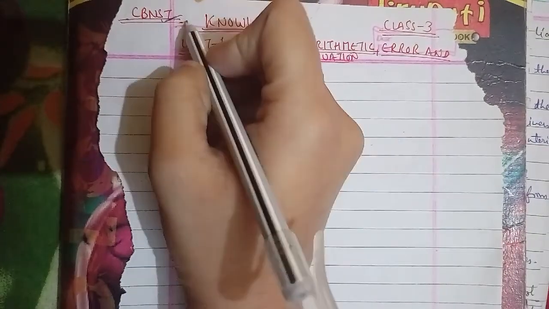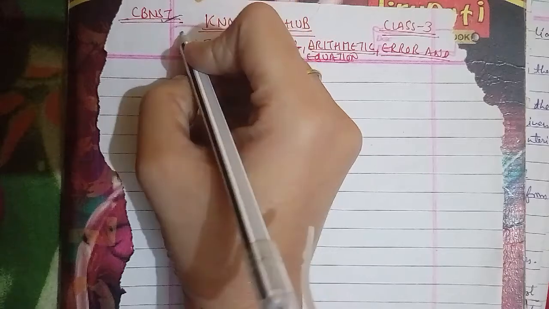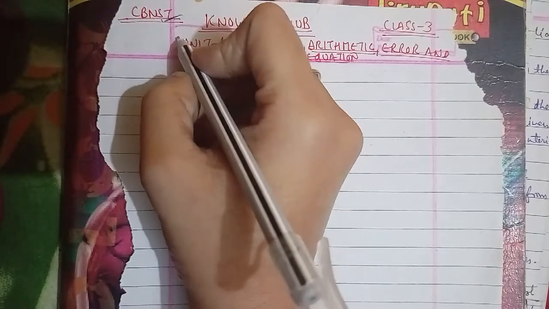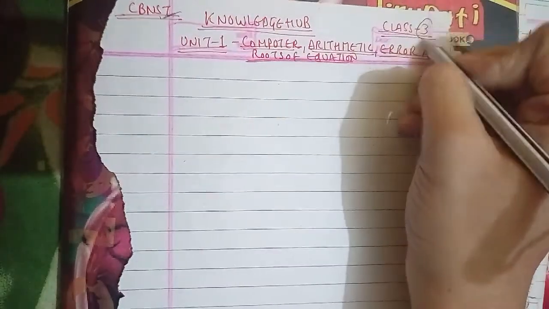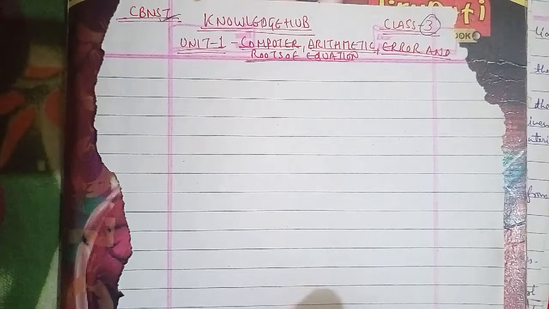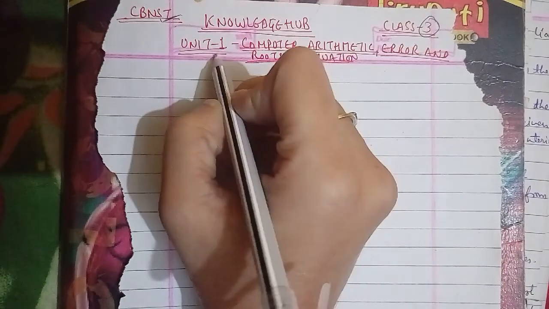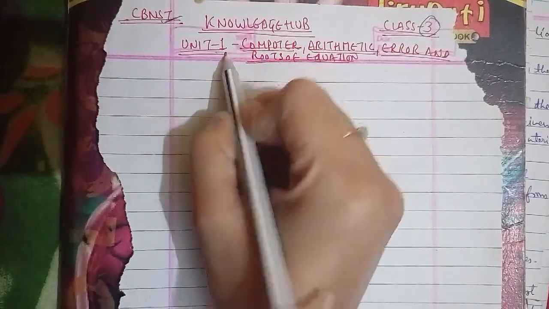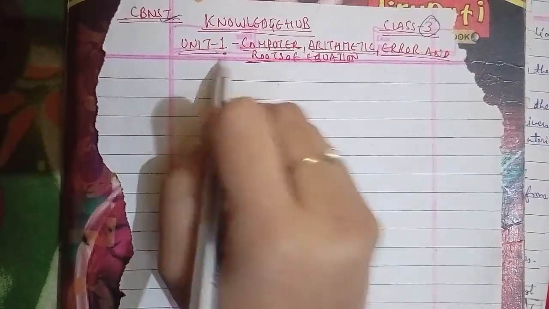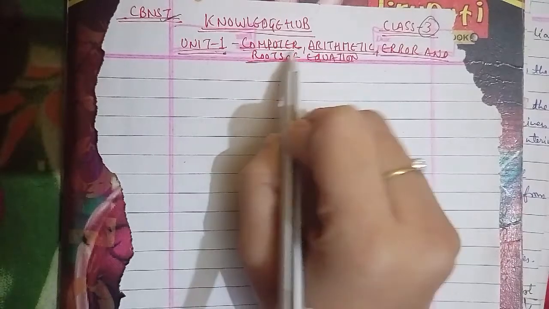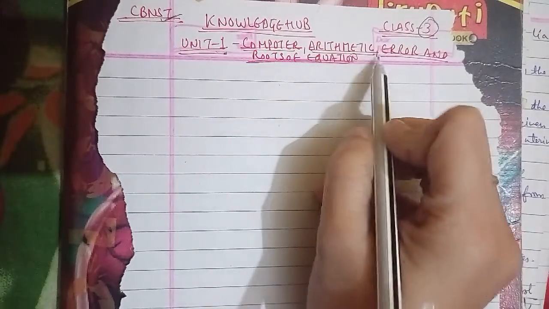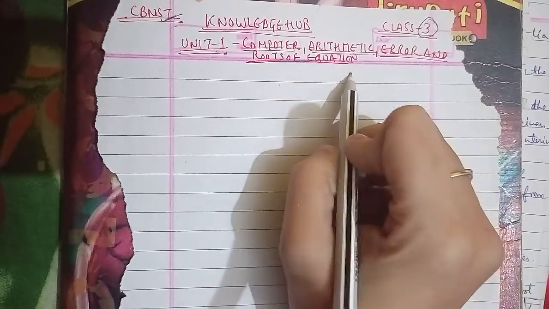Today we're going to start with your CBNST class, which is Computer-Based Numerical and Statistical Techniques. This is class 3, where we had completed class 2 in the last classes. We started with Unit 1 in the last 2 classes, and the name of the unit is Computer Arithmetic, Errors and Roots of Equations, which we have to discuss as well.